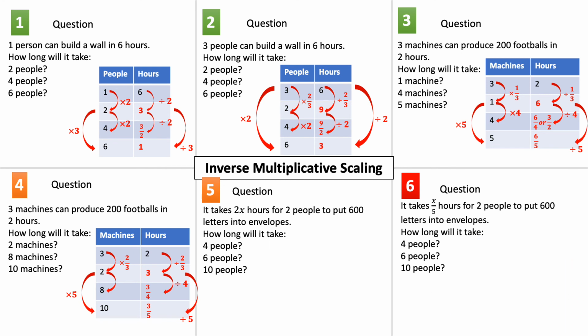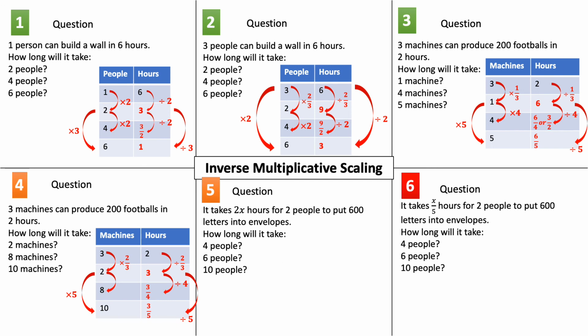Okay, so on to question 5 then. Now it's a little bit different in that some algebra has crept in here, but don't let that put you off. If you use the same technique that you've been practicing so far, you can have a really good go at this question. So I'm told that it takes 2x hours for 2 people to put 600 letters into envelopes, and I'm asked how long it will take for 4, 6 and 10 people.